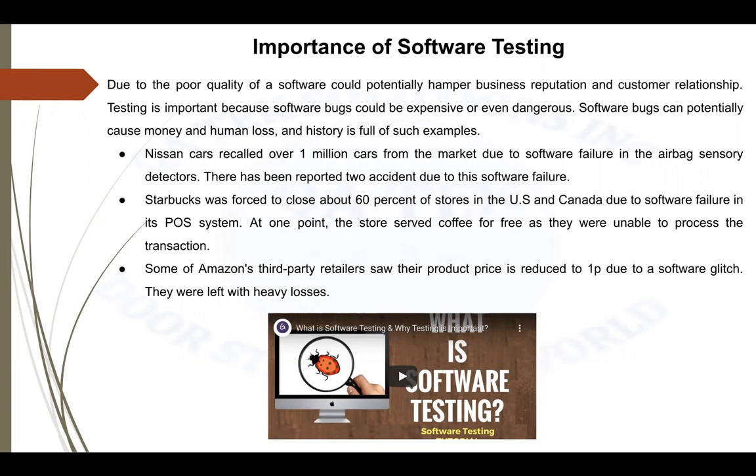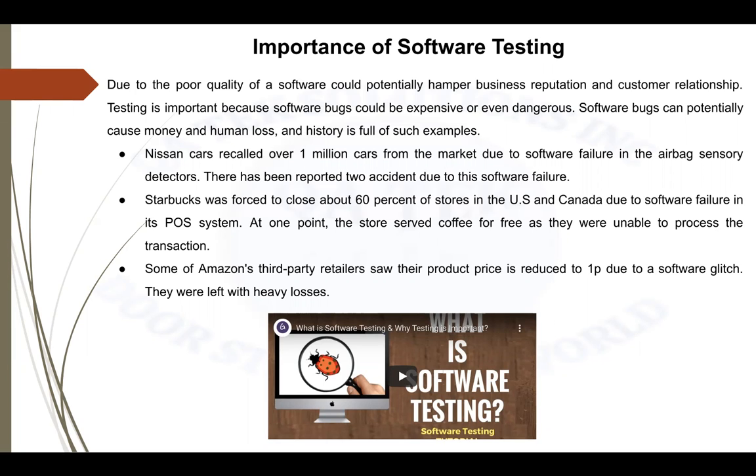And let's see. As you see, the Japanese car company Nissan, a few years back, recalled 1 million cars from the market. What is the reason? Because their airbag sensor software had a failure, and 2 accidents occurred due to that airbag sensor failure. Just because of the software, an accident happened, and the sensor wasn't working properly. As a result, the airbag didn't come out on time. So there were 2 accidents, and that's costly. That cost human life because of the software.